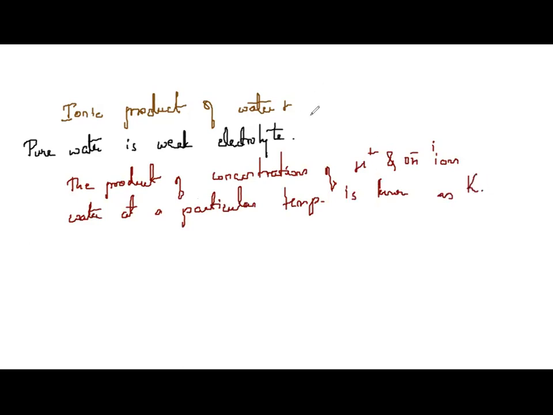So Kw stands for the ionic product of water. The product of concentrations of H plus ions and OH minus ions at a particular temperature is called the ionic product of water. How do we explain it? We know that water self-ionizes to give H plus and OH minus ions, and delta H is 57.3 kilojoules per mole.